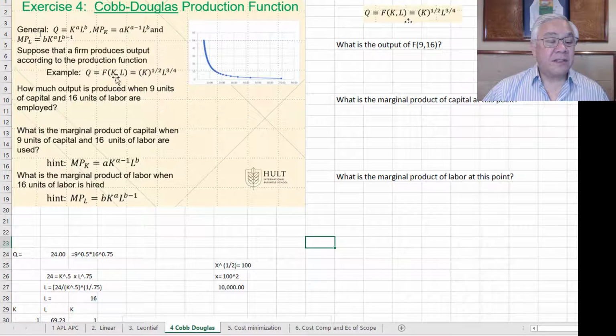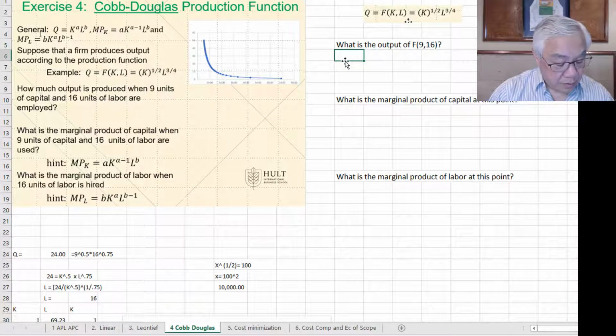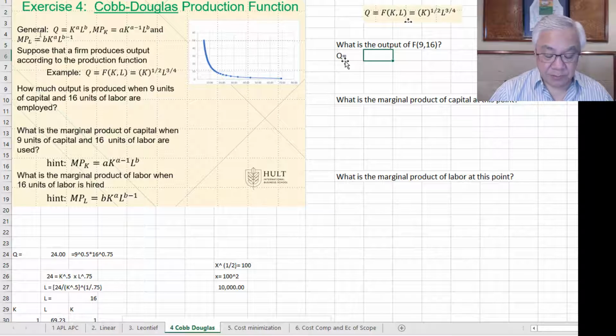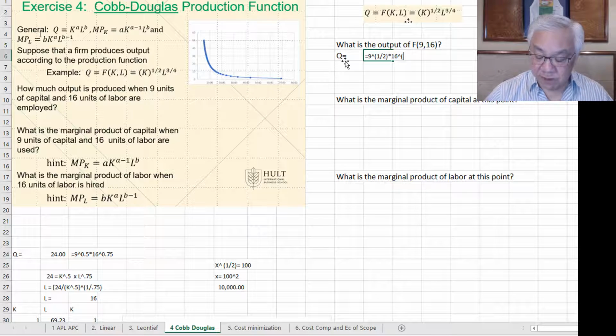Here's the formula. I just carried it over here for easy reference. What is the output? So Q equals, and now let's put in the expression, and we'll do this slowly. K is 9 raised to the power of, I'll put in parens, 1 over 2. Right? So that's 9 raised to the power of 1/2 times, that's multiplied, times L, which in this case is given as 16, again raised to the power of what? Raised to the power of 3 divided by 4.